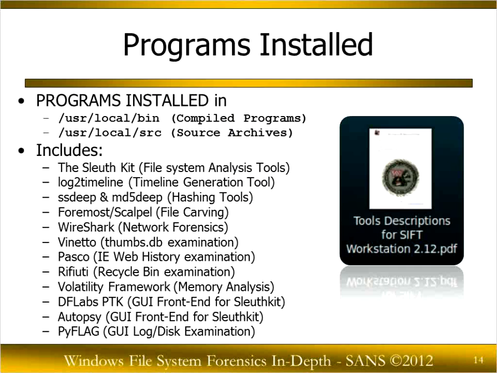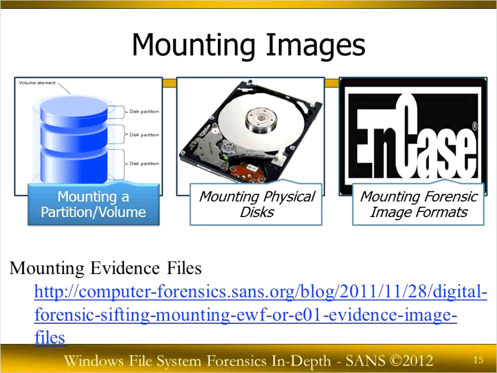All right, so where are all the programs installed? They're all under /usr/local/src or /usr/local/bin. There's a variety of programs already installed, including the Sleuth Kit, timeline generation, and Volatility, which are some of my favorites to use within the SIFT Workstation. There are some GUI programs out there as well. DFIR's PTK is installed, Autopsy is installed, PyFlag is installed, and others for those who appreciate the GUIs on the free side.